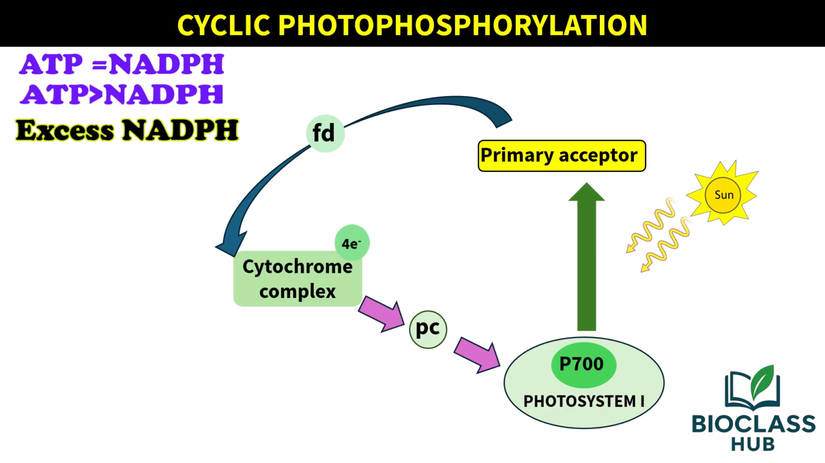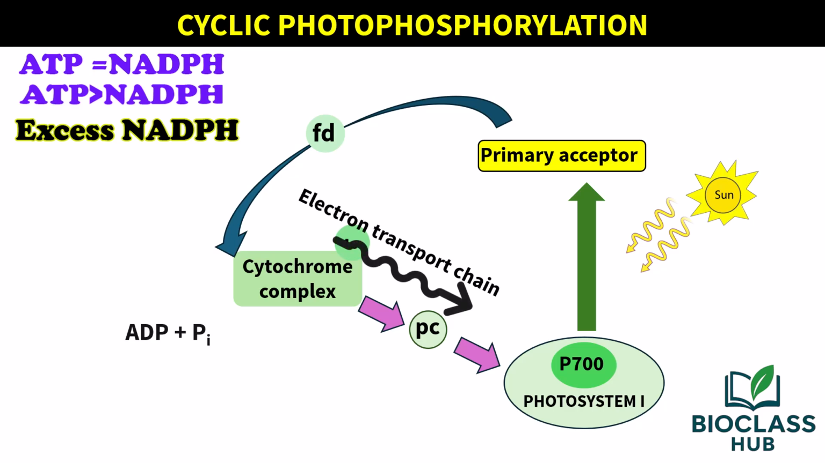ATP formation. As the electrons pass through the cytochrome complex, some of their energy is used to pump hydrogen ions across the thylakoid membrane into the thylakoid lumen. When hydrogen ions move back into the stroma through ATP synthase, the energy released is used to convert ADP and inorganic phosphate into ATP. After losing energy, the electrons return to the P700 reaction center of Photosystem I.